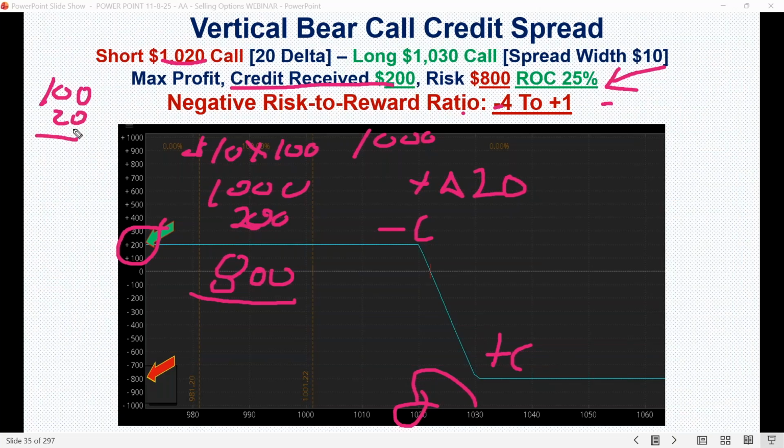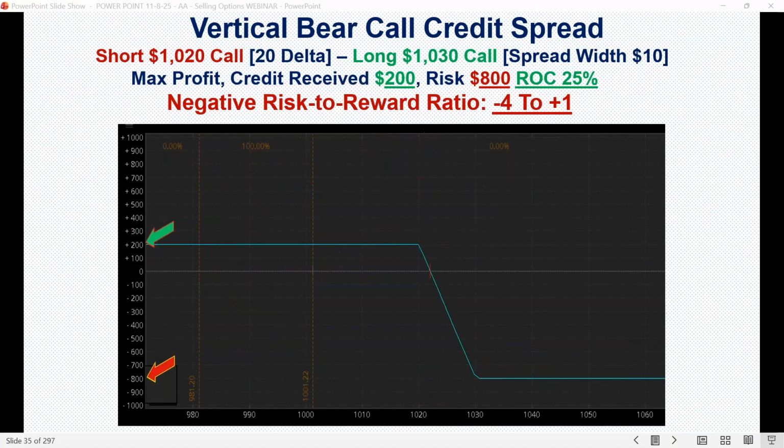Based on the delta, you've got that 80% probability that price will be below that short strike of 1020 at expiration, or there's only a 20% probability that the price will be in the money at expiration, okay? So that's what we call a probability trade. So you've got an 80% probability. So that's why you've got a negative risk ratio, because theoretically, there's a high probability that the price will be below that short strike.